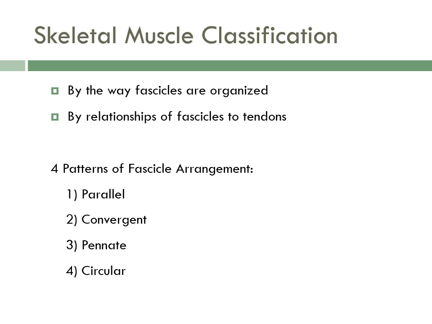So before we learn the individual muscles, we are going to learn how to classify different types of skeletal muscle. We classify them by the way the fascicles are organized. Remember, the fascicles are bundles of individual muscle fibers, and by the relationship that those fascicles have to the tendon. So they don't all come straight off the tendon. They can go off at angles. So we're going to learn about all that. We have 4 patterns of fascicle arrangement: parallel, convergent, pennate, and circular.